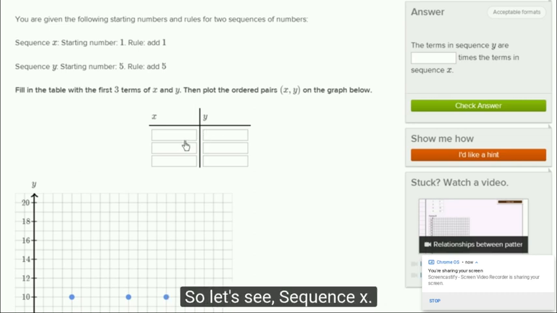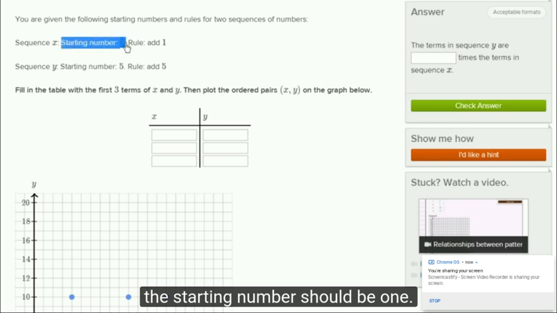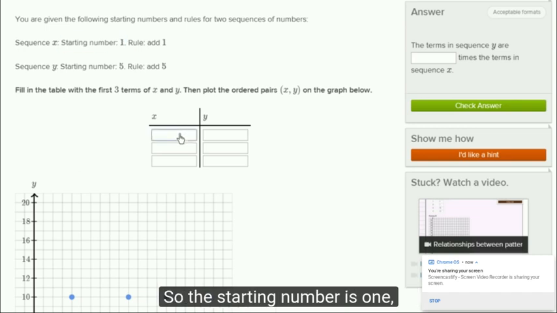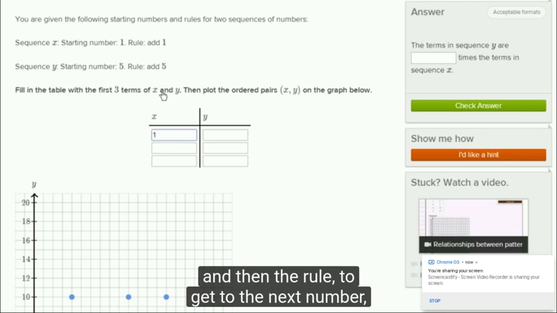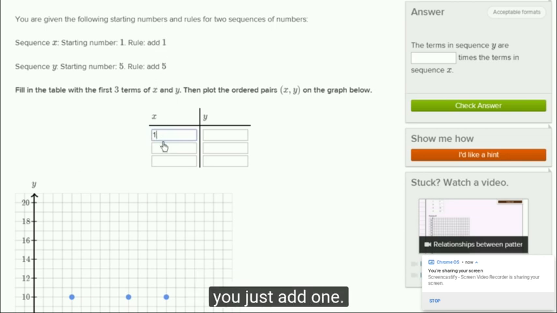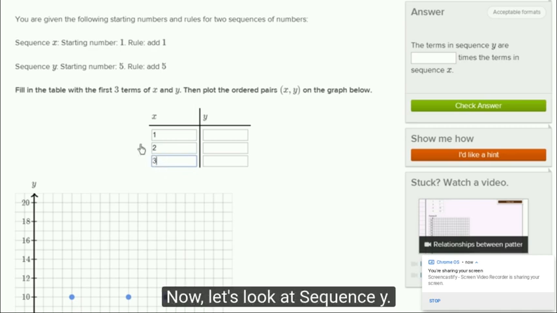So let's see, sequence X. They say the starting number should be 1. So the starting number is 1. And then the rule, to get to the next number, you just add 1. So 1 plus 1 is 2. 2 plus 1 is 3. Fairly straightforward.